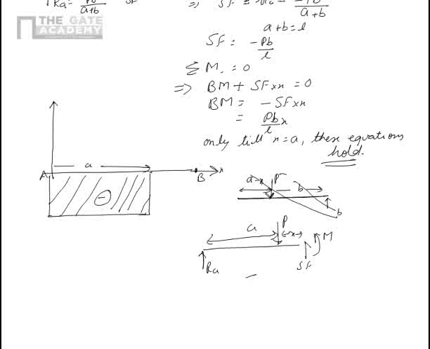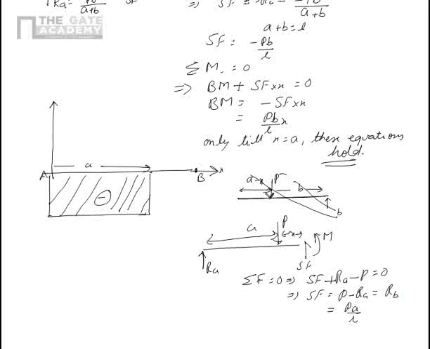I write the equation of equilibrium, sigma F is equal to 0, which will lead me to SF plus RA minus P equal to 0. So that will mean SF equal to P minus RA, which is nothing but RB. Correct? Because RA plus RB equal to P. That is equal to PA upon L.